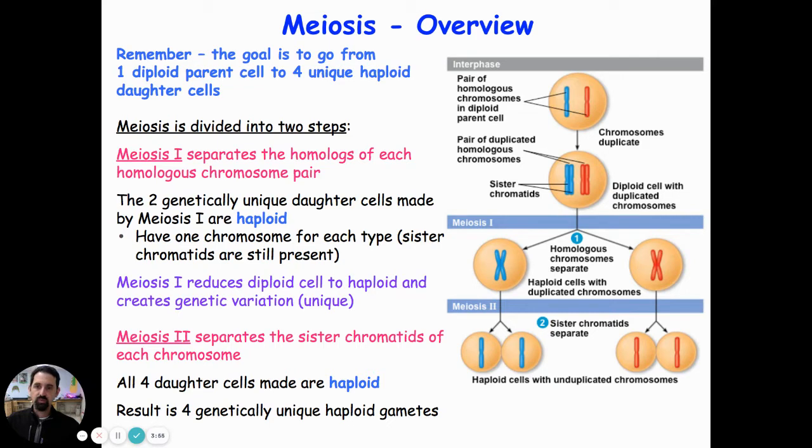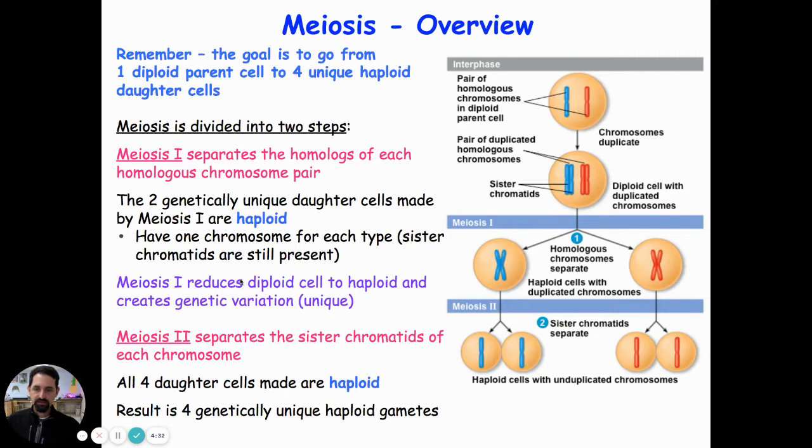So meiosis 1, or the first series of divisions, separates the homologs of each homologous chromosome pair, right? So we want to separate our homologs, our 2 chromosomes. Those are 2 chromosomes. There's our same 2 chromosomes. Here they're not duplicated into sister chromatids. Here they are. And those are going to be separated from each other. Now, you inherited this from one parent and that from the other parent. Those are going to get separated during meiosis 1. And that then causes those cells to be haploid.